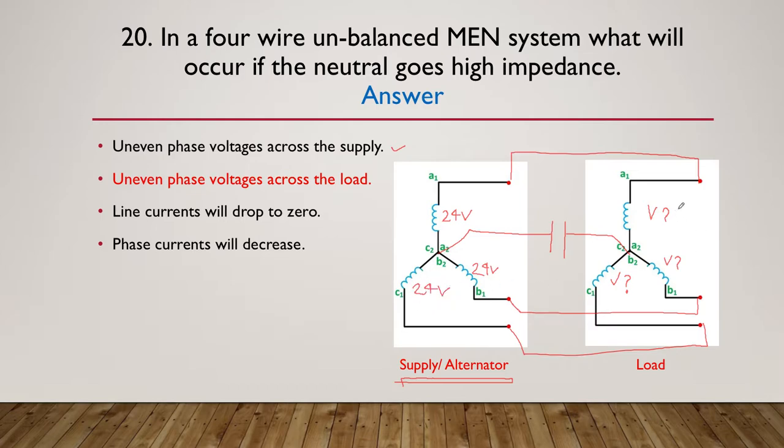But we're going to get all kinds of strange voltages across the load because it is unbalanced. So the secret here was the 4-wire system unbalanced and the word load. So it applied to the load. So they're the two things you needed to pick up: unbalanced and uneven voltages across the load.